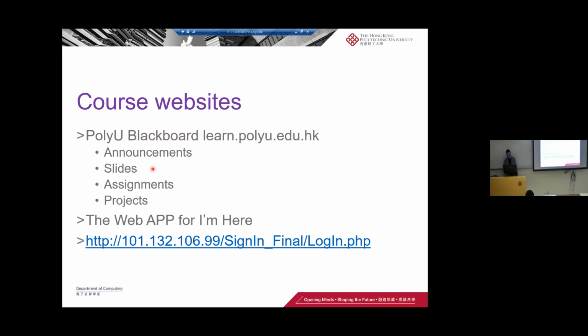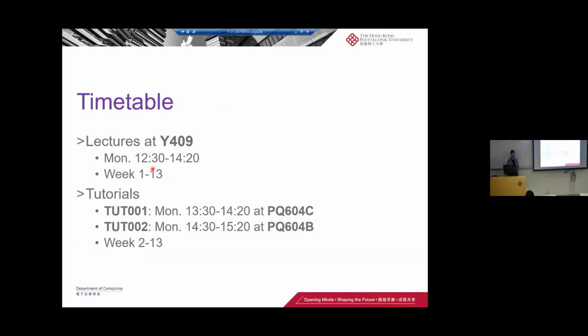The course website is mainly Blackboard. You can find everything there: the announcements, slides, assignments, projects, and also the web app we have already used today. That is the address for the web app. We're going to build this app together, and at the same time learn the concepts behind it together.